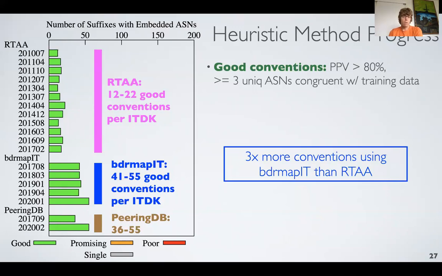To start with, if we look at the regular expressions that we classify as good, and these are those where the heuristic method and the training ASNs and the host names have a positive predictive value of 80%, and we extract at least 3 unique ASNs congruent with that training set, then there are 3 times as many conventions using border map-it than router to AS assignment for any given IDDK. Because we can see that the range of good regular expressions is 12 to 22 using the router to AS assignment method, while with border map-it, we're getting between 41 and 55.